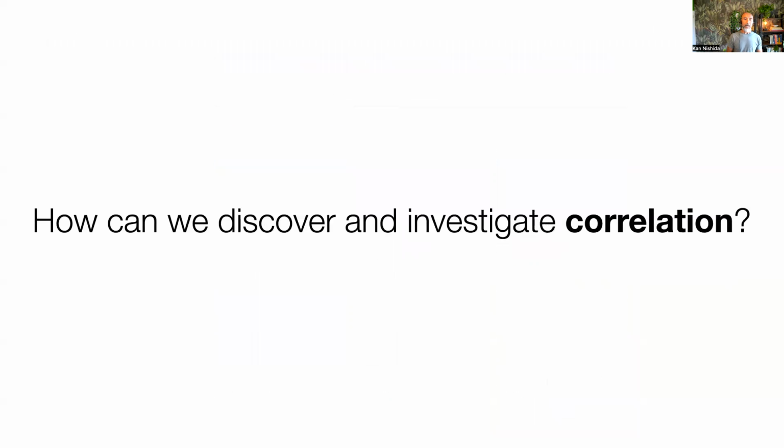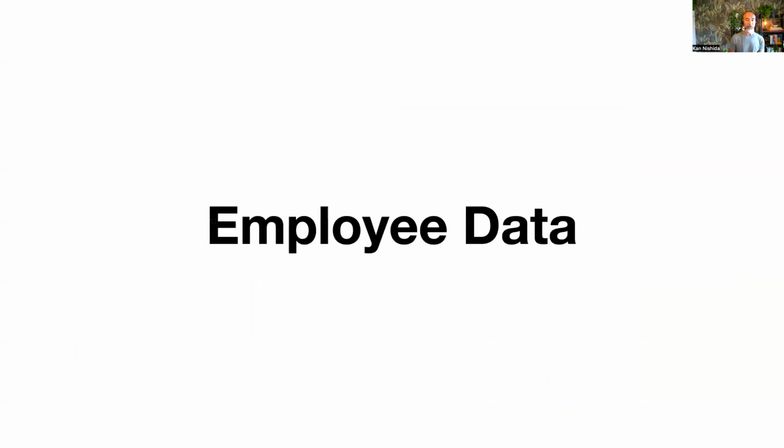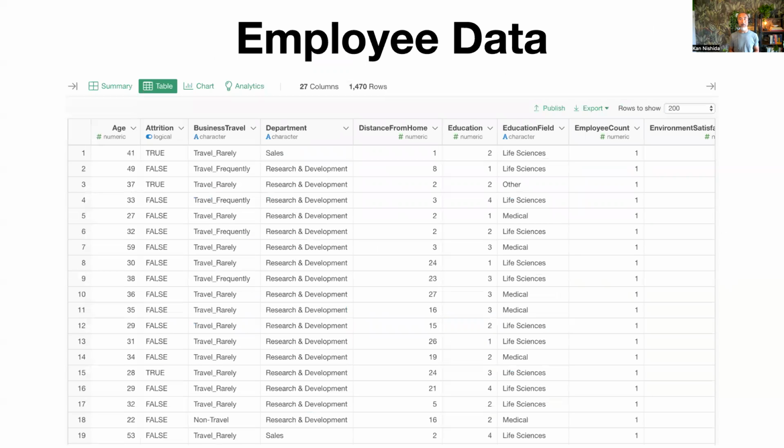Okay, having said that, let's put that aside and look at how we can discover and investigate correlation. There are 4 ways. I'd like to start with visualizing correlation first. I'm going to use the employee data, where each row is about each employee, and there are about 27 attributes like age, income, job role, monthly income, and so on.